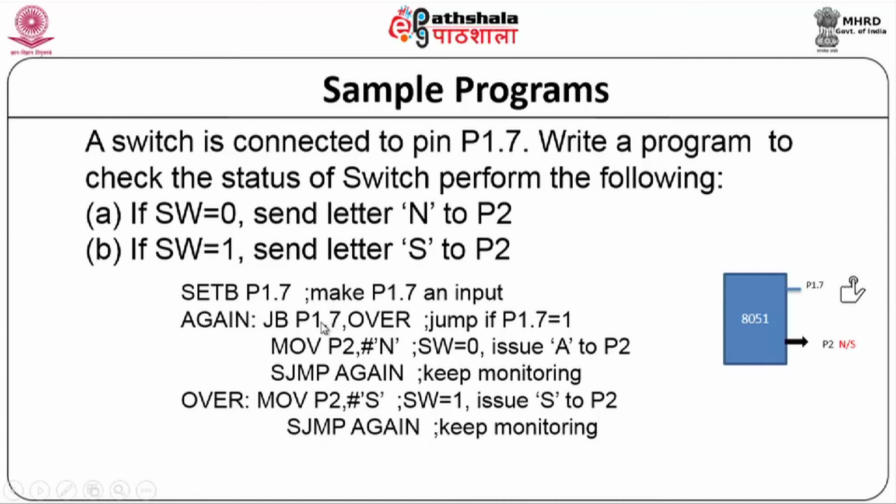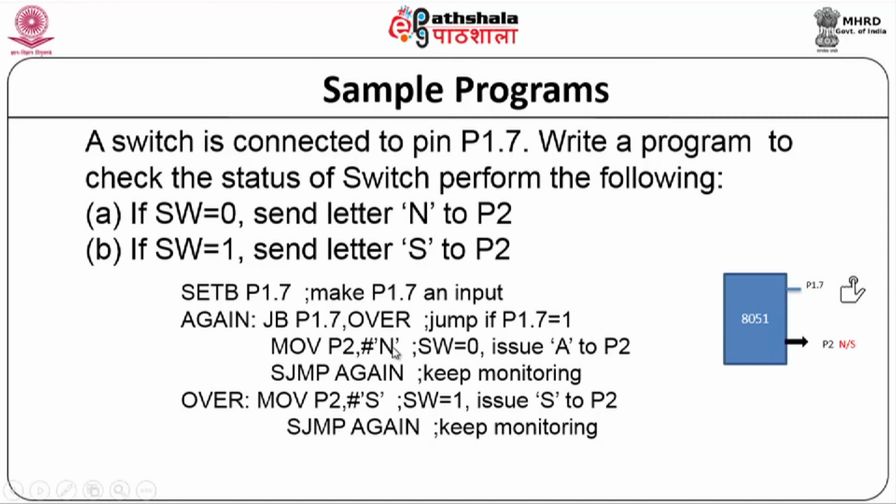I have to see that if the bit is not equal to 1, that means the JB P 1.7 fails. If P 1.7 is not pressed, that means the switch is not pressed, in that case P 1.7 now takes a value of 0 only. So if it is 0, then this condition JB P 1.7 fails, so it comes down. When it comes down, I will be looking at MOV P2, #N.